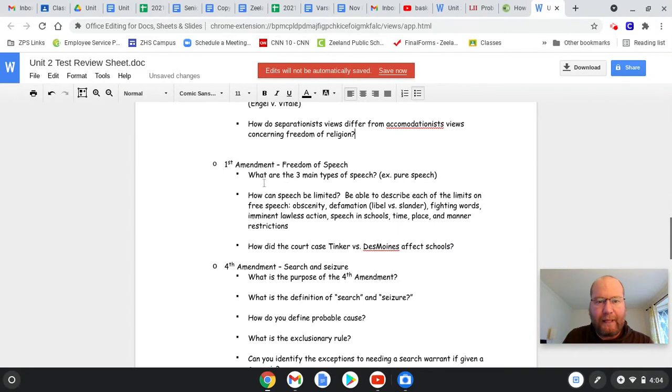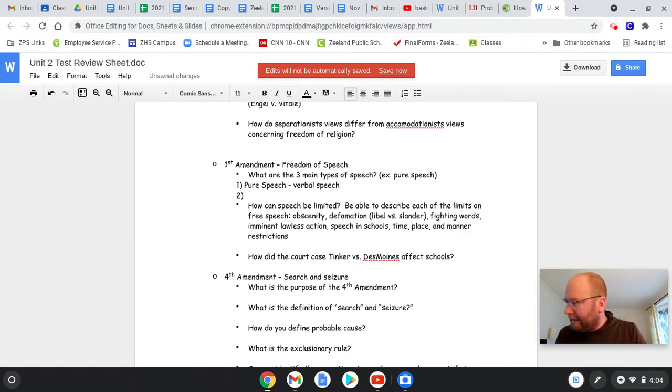First Amendment, freedom of speech. What are 3 types of speech? So let's talk about 1. We've got pure speech that we talked about. Pure speech is going to be more like just verbal speech. Then we've got symbolic speech, and that's things like symbols. Obviously not like symbols in a band, but things that you display, symbols or actions.